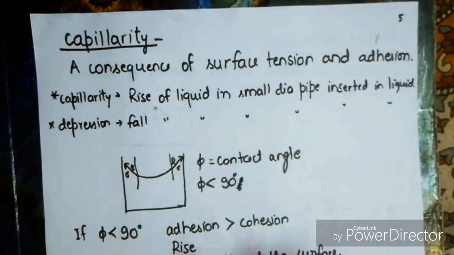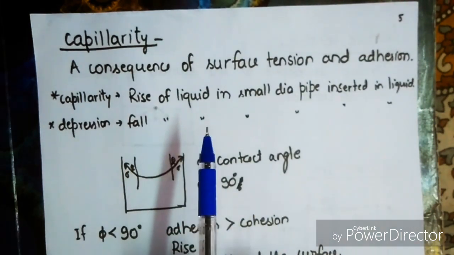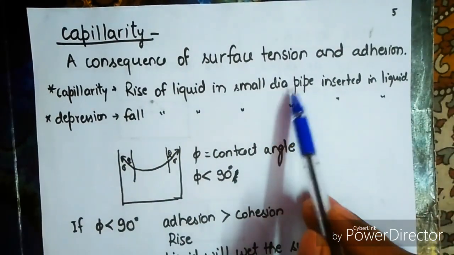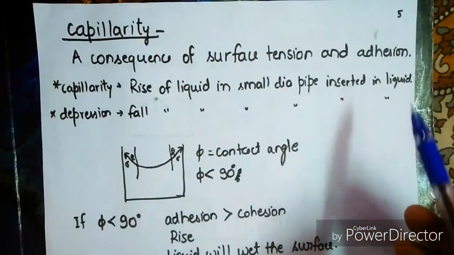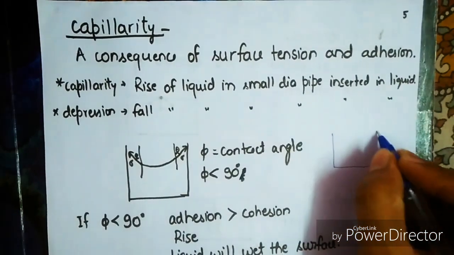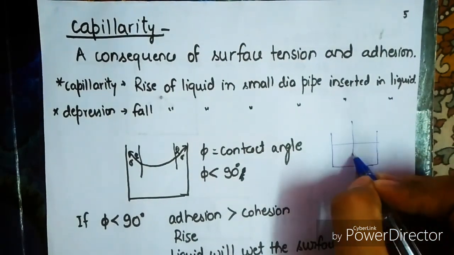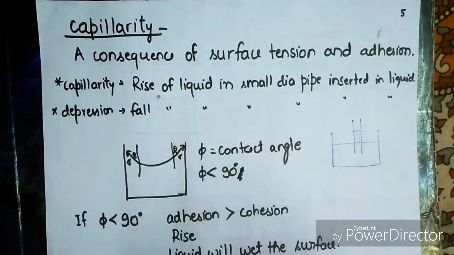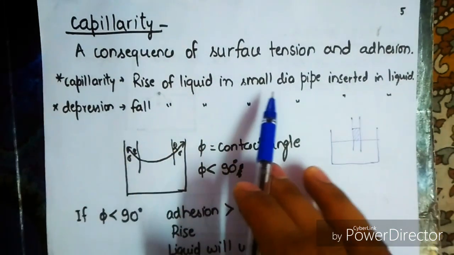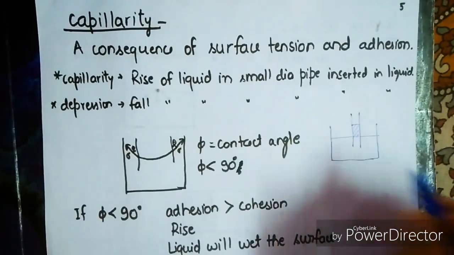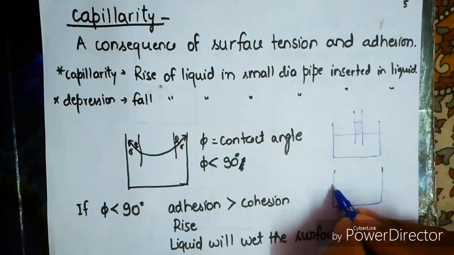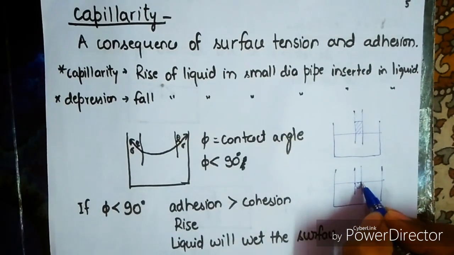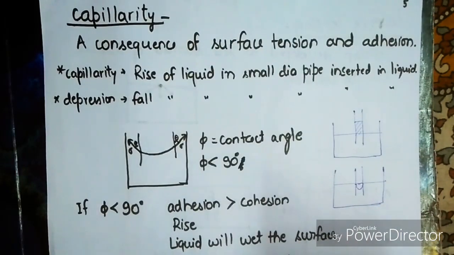Next topic is capillarity. Capillarity is the consequence of surface tension and adhesion. The capillarity is the rise of liquid in a small diameter pipe inserted in liquid. Okay, like this. If we insert a small diameter pipe into this liquid, then the rise of this liquid is called capillarity. Depression is the fall of liquid in a small diameter pipe inserted in the liquid. This is another case in which if we insert a pipe and the water surface goes down, okay, like this. This is the case of depression.